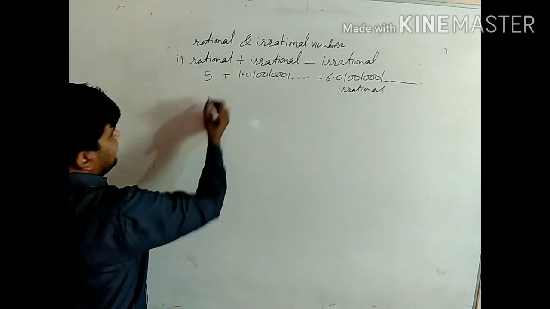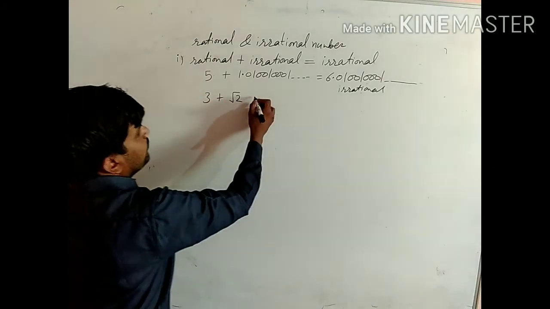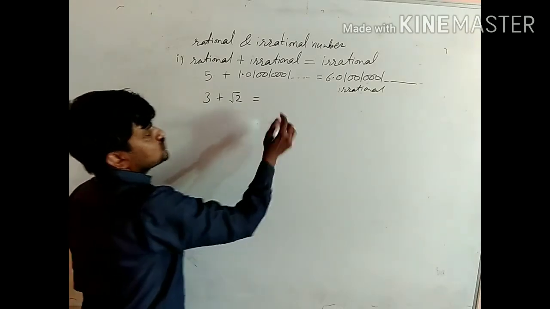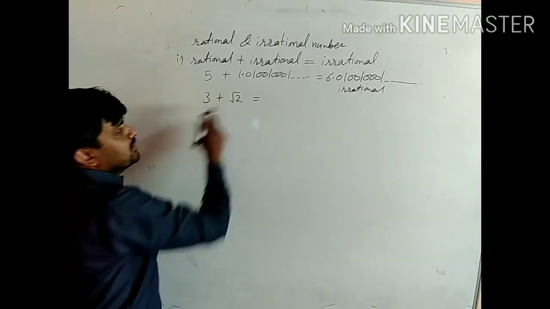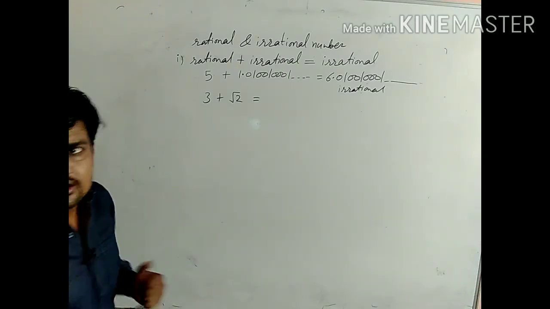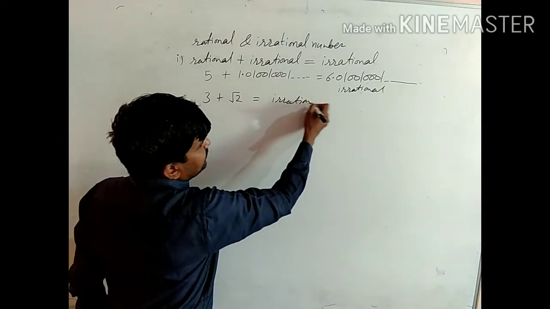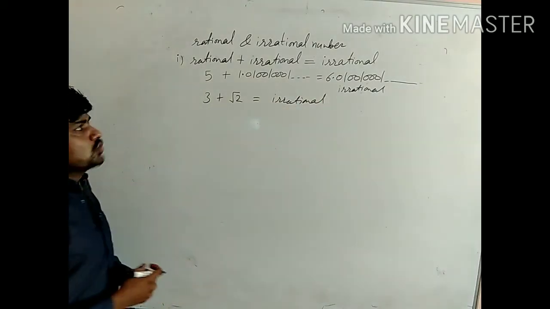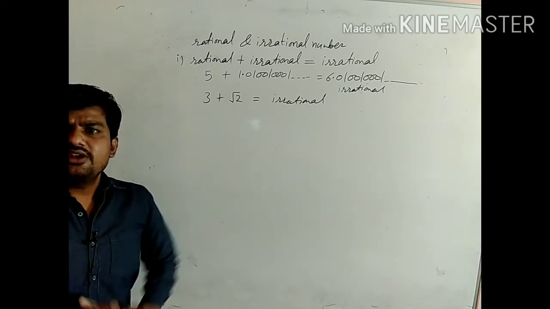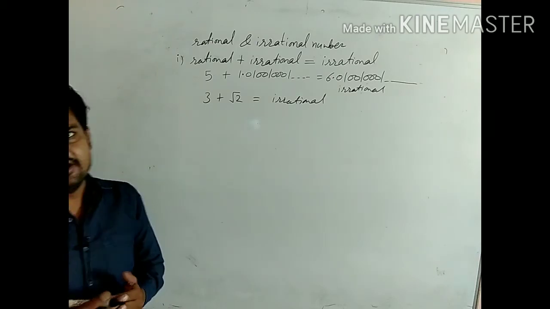Similarly, if we add 3 plus root 2, this is rational and this is irrational. The value of root 2 is irrational, so the result here is irrational. So addition between a rational and an irrational number gives an irrational result.